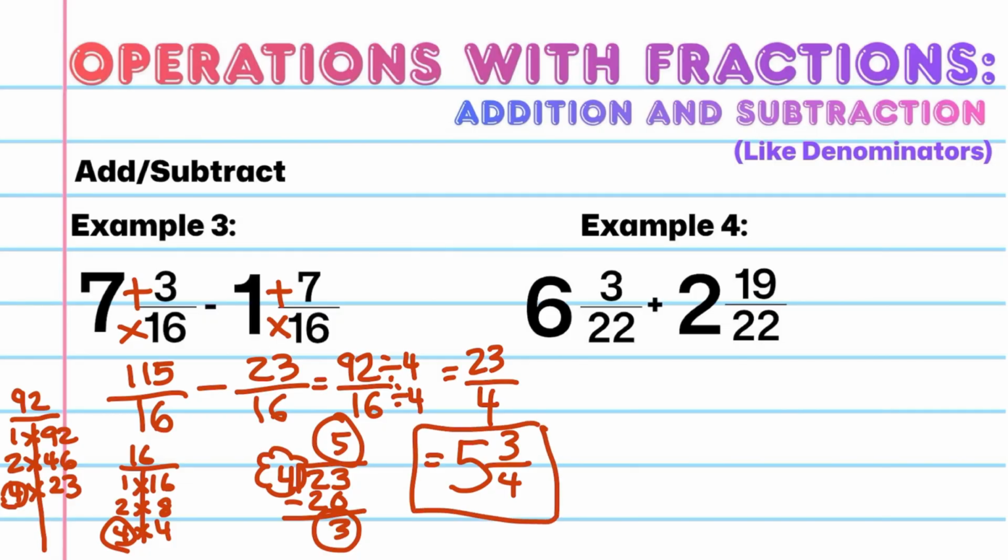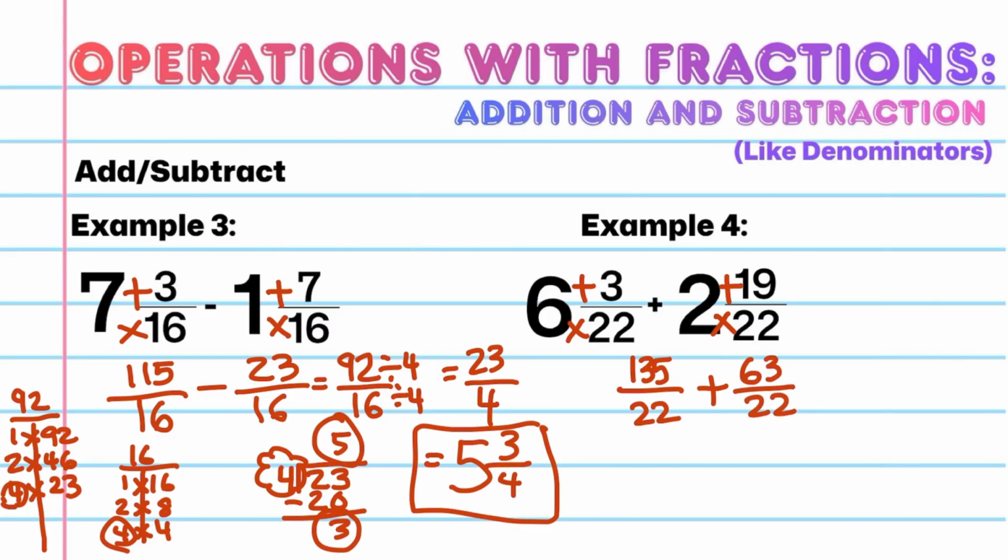All right, let's look at example 4. We're going to do the same steps. We're multiplying 6 times 22 and adding 3. We're multiplying 2 times 22 and adding 19. So 6 times 22 is 132 plus 3 is going to give us 135 over 22, plus 2 times 22 is going to give us 44. 44 plus 19 is going to give us 63 over 22.